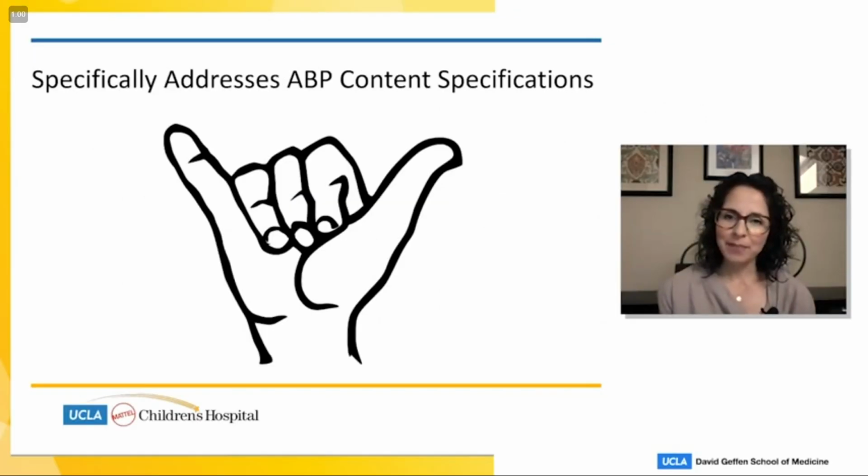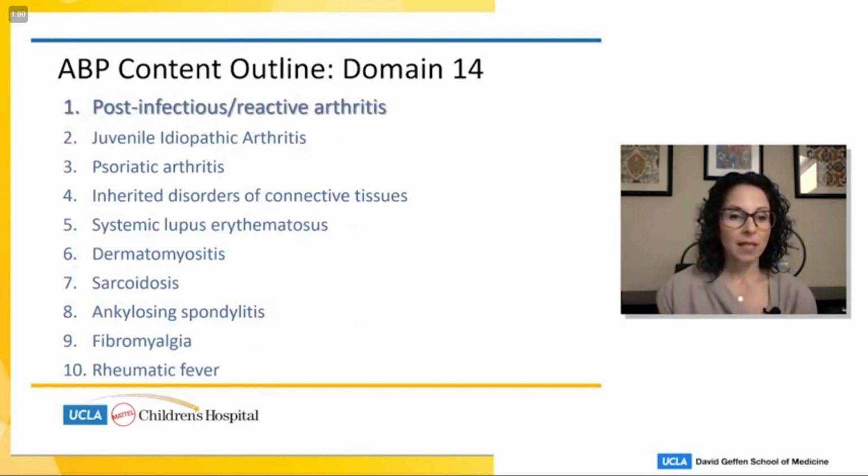I added a shaka in the slide so you could focus on that particular line item and know that that is what the ABP is requiring of you. Let's start off with the first section, post-infectious and reactive arthritis.